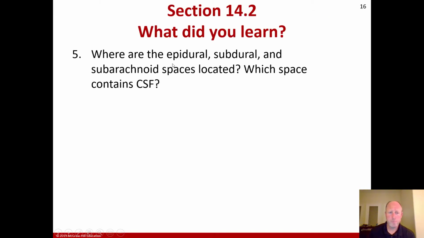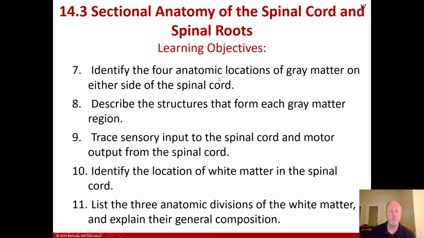So what did you learn? Where are the epidural, subdural, and the subarachnoid spaces located? And which space contains the cerebrospinal fluid? And we'll come back for section 14.3 with anatomy of the spinal cord and spinal roots shortly.